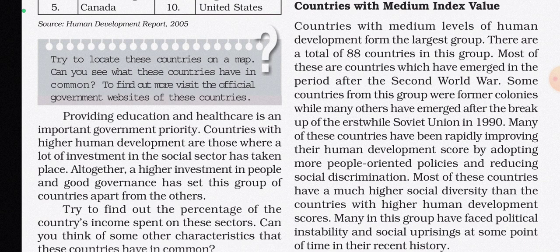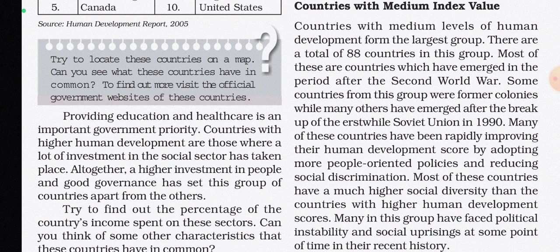Countries with medium index value. Countries with medium levels of human development form the largest group. There are a total of 88 countries in this group. Most of these are countries which have emerged in the period after the Second World War. Some countries from this group were former colonies, while many others have emerged after the break up of the erstwhile Soviet Union in 1990.